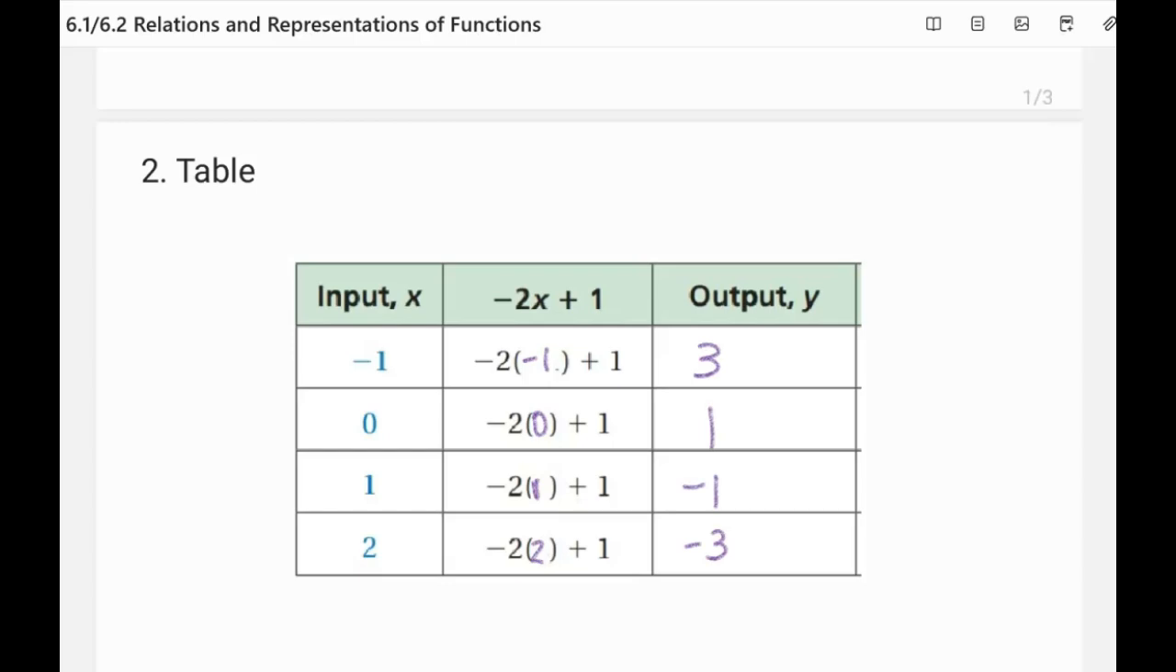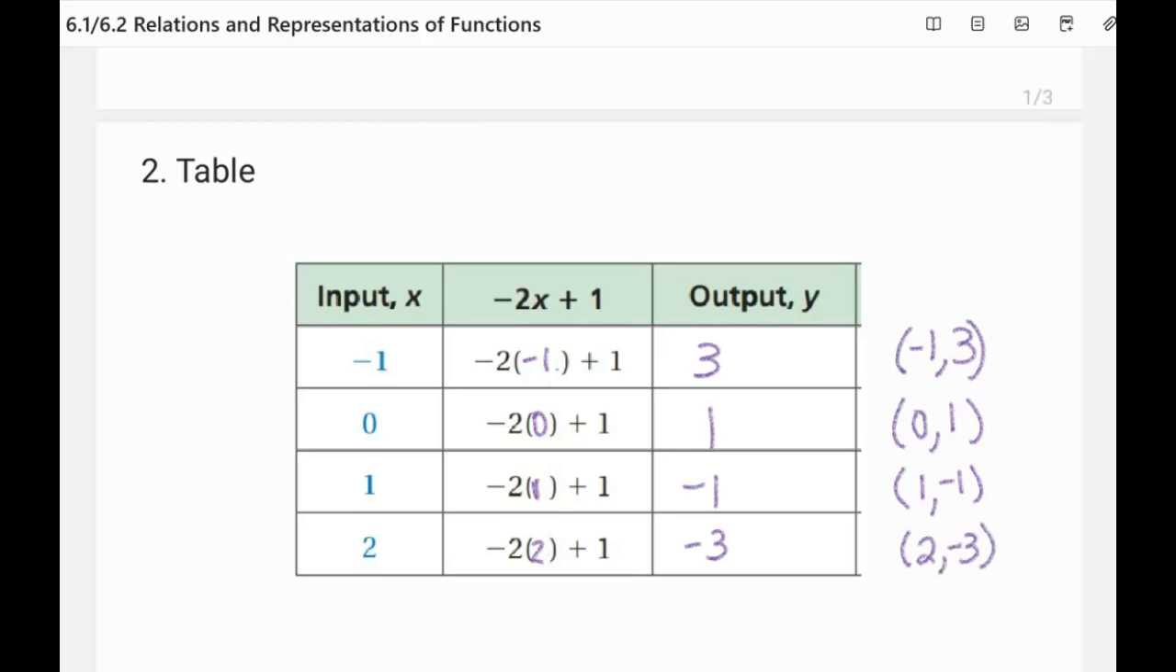Now we can also put this in ordered pairs, as we have done in the previous chapter. So the x is -1, comma, y is 3, and the ordered pair for this one would be x is 0, y is 1, and the ordered pair for the third set would be 1, comma, -1, and the last one would be 2, -3.